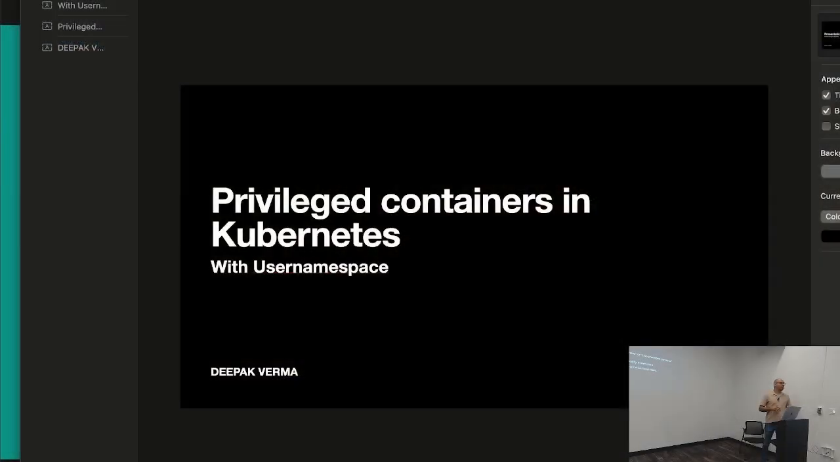And also we will learn what privilege actually means here, because sometimes you get confused between running a pod as root versus privilege escalation. We will learn a few of those as well, and maybe some ways to reduce this kind of risk if we have to run privileged containers.